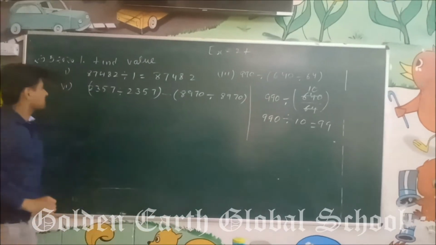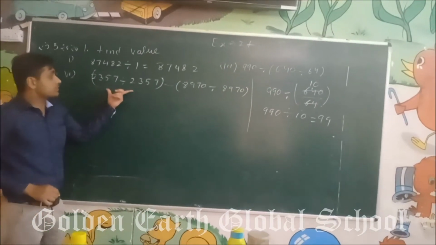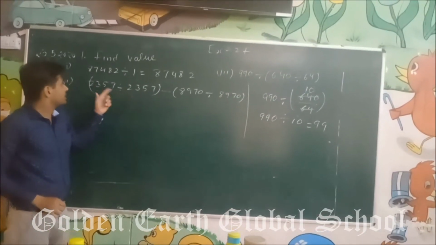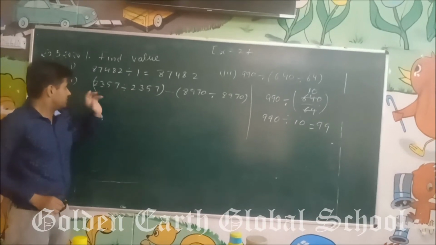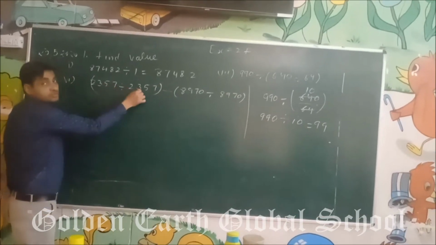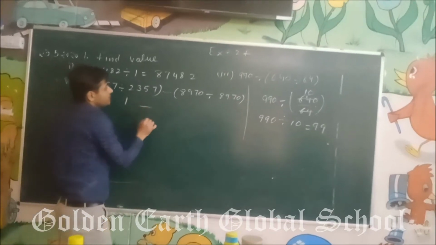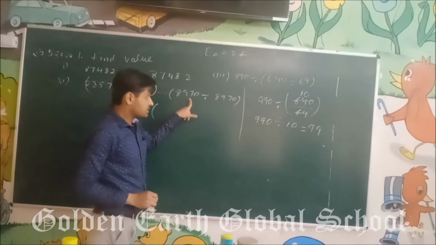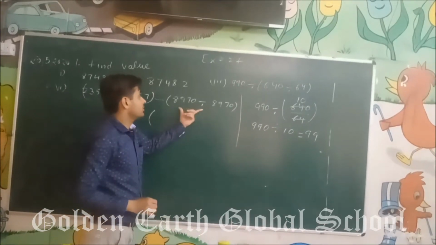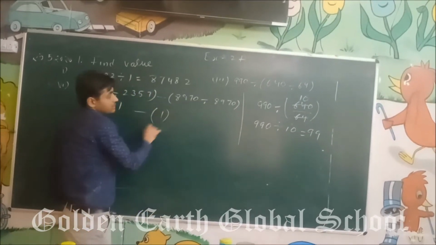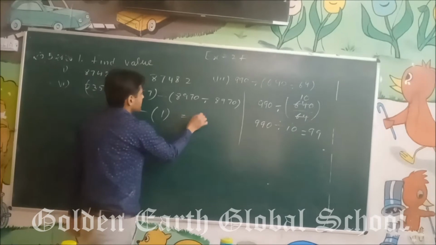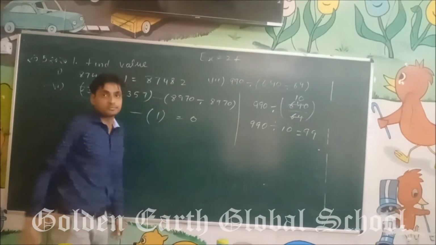Okay, look at the sixth part. Firstly we solve the brackets. Same number, so when we divide the same number, the answer is 1. Minus, it is also the same number, so dividing the same number again gives 1. 1 minus 1 is 0.